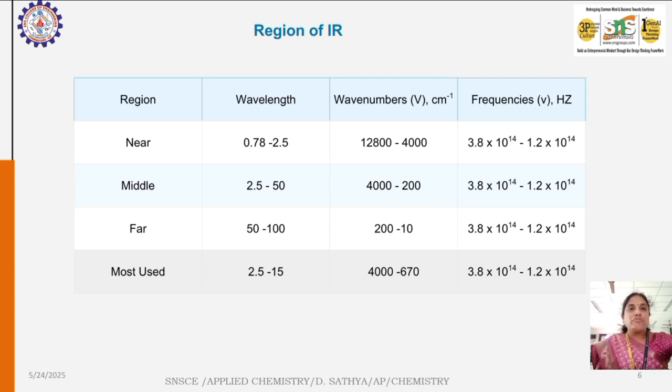The different regions of IR are present in IR spectroscopy. For near IR, the wavelength will be listed here. Here the wave number, the different types of frequencies, interact with the near, middle and far IR.